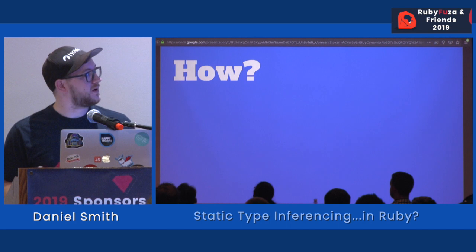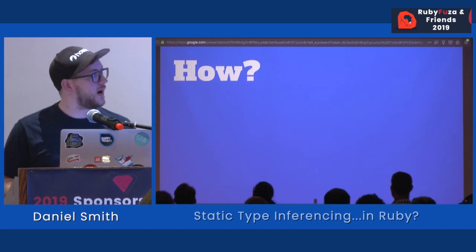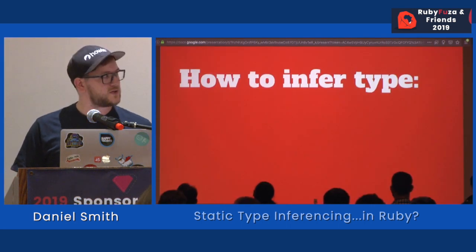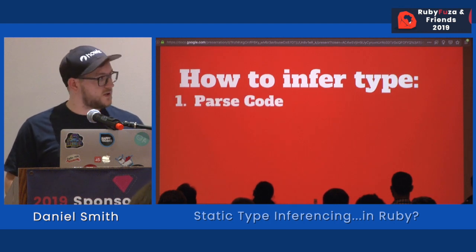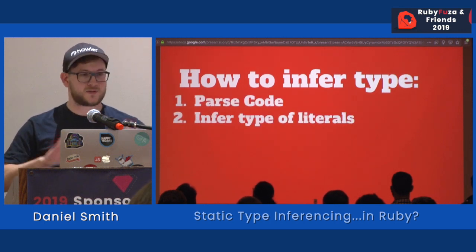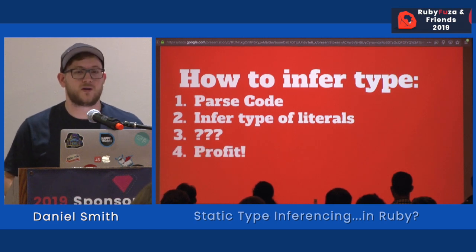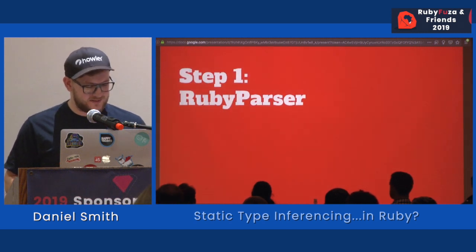Cool. So now we know what it is. We know why it is. So how do we actually go about doing this? So how to infer type? This is a simple step-by-step approach. You parse the code, you infer types of literals, do a whole bunch of other magic, and there we go. Bob's your uncle. Okay, well, something like that.